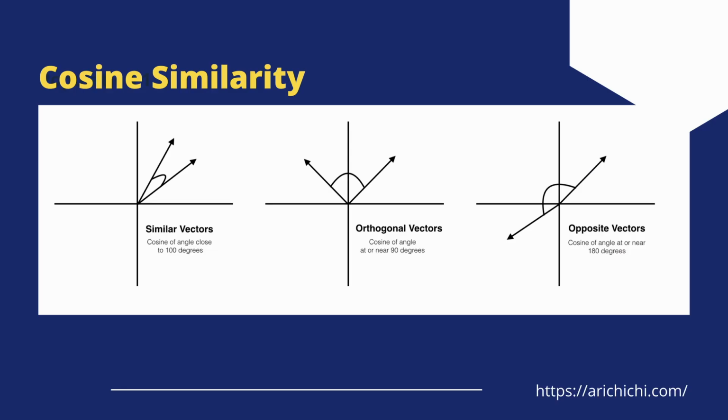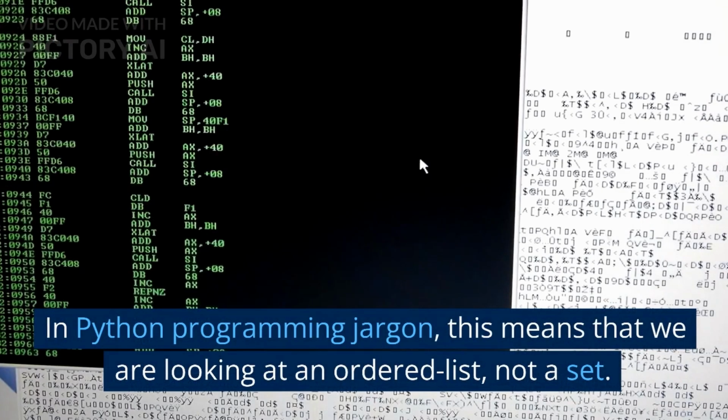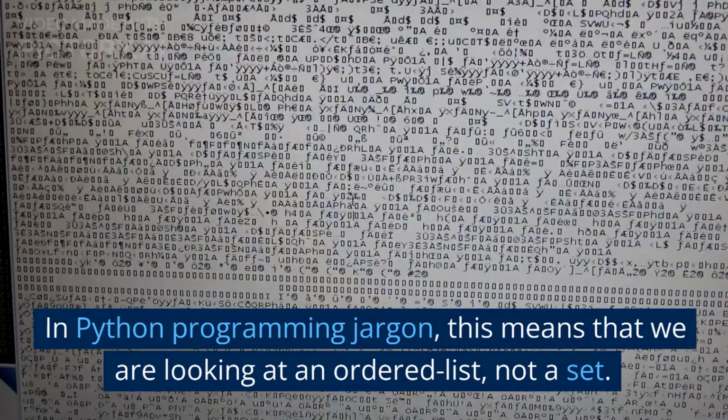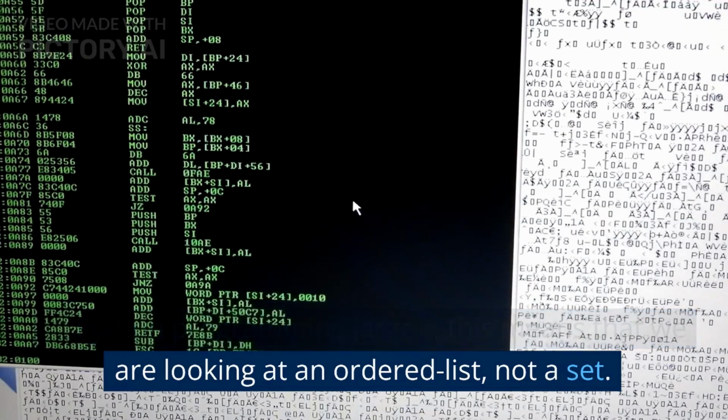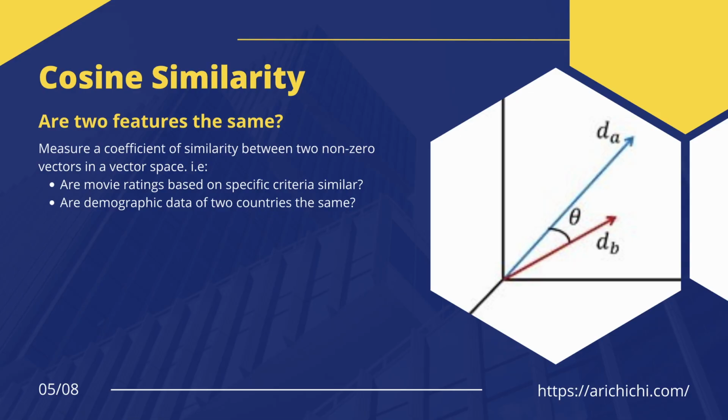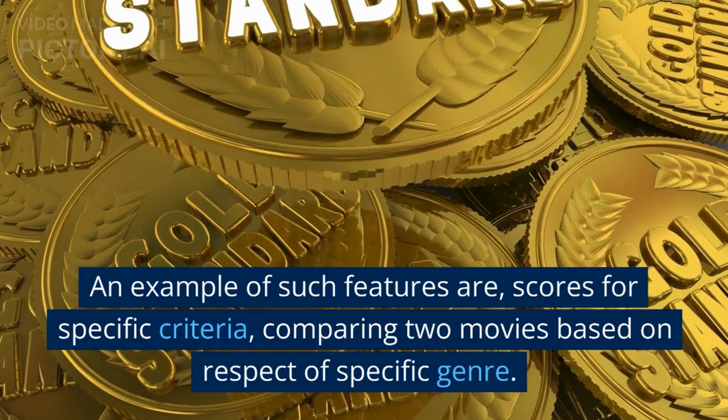Cosine similarity is a measure of similarity between two non-zero vectors in a vector space. Why is that important? It means that the data points are labeled and ordered. In Python programming jargon, this means that we are looking at an ordered list, not a set. It's important to note that cosine similarity is calculated in a vector space, where each dimension represents a feature, and the components of the vectors are ordered.